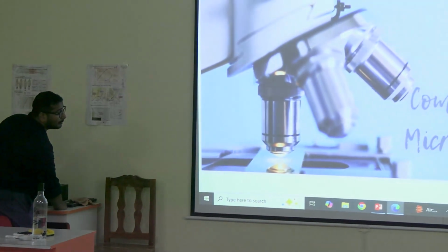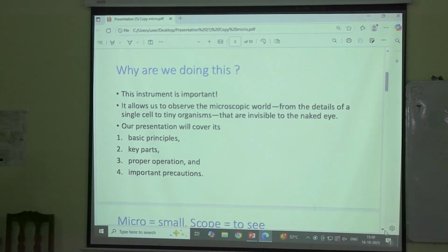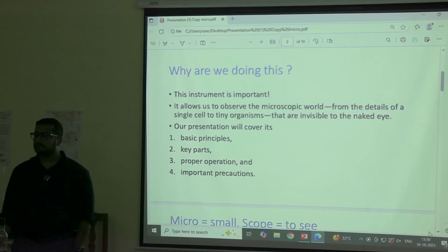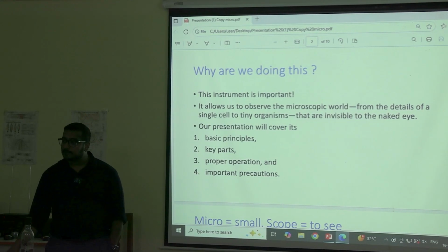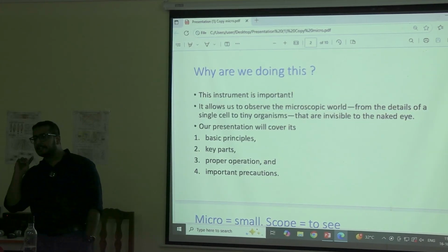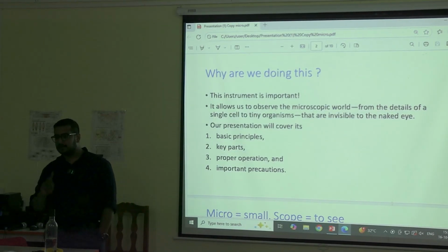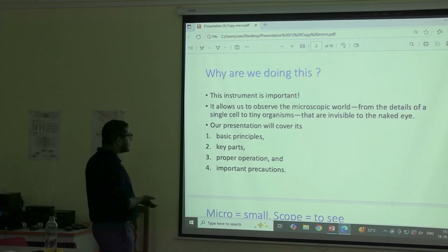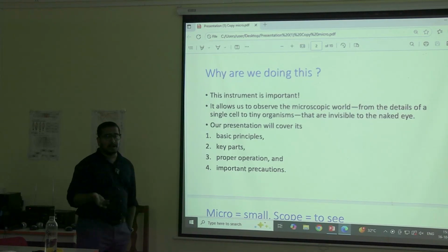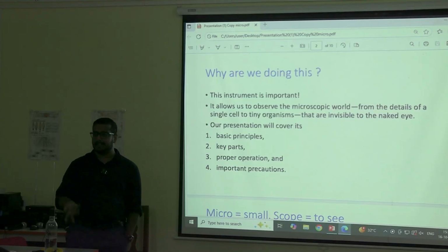Can anybody say why it's called compound? Why is it called compound? It uses? Okay. So, it is called compound because it's not composed of a single lens. Two or more lenses are involved in this microscope. So, our discussion will be based on the basic principles, how it acts, the key parts, and the proper do's and don'ts with the microscope, or how we operate it. Okay.